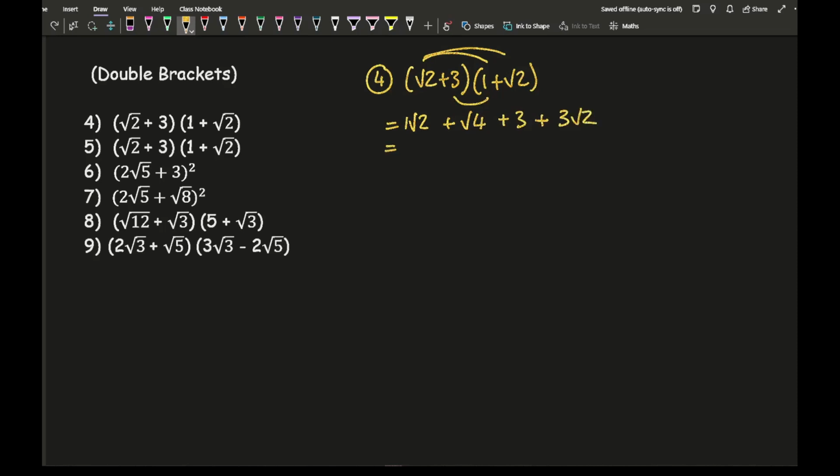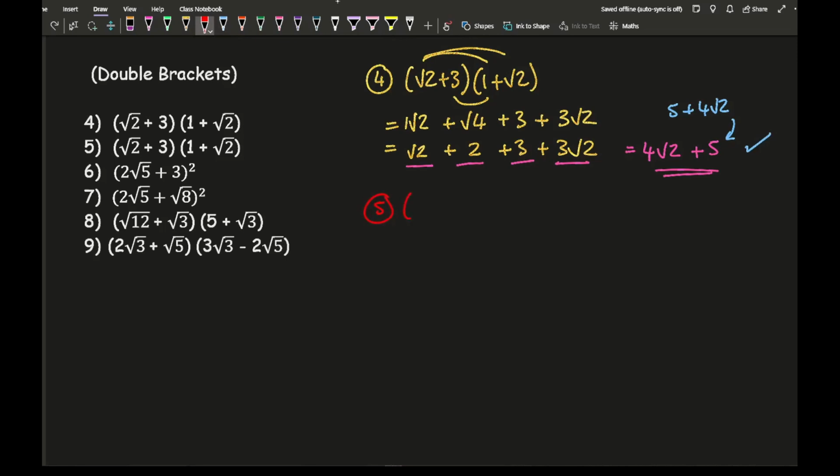So I can't simplify this first term, so that's just root 2. I can simplify root 4, which is 2, plus 3 root 2, and then it's all about collecting like terms. So root 2 plus 3 root 2 is 4 root 2, and 2 plus 3 is 5, and there is my final answer. Now if you did write 5 plus 4 root 2, then that is the exact same thing, so that is fine.